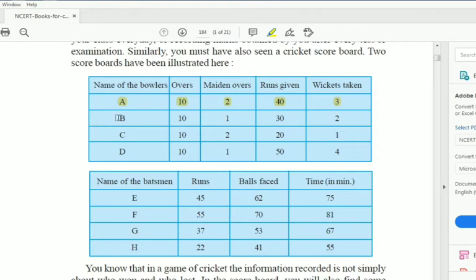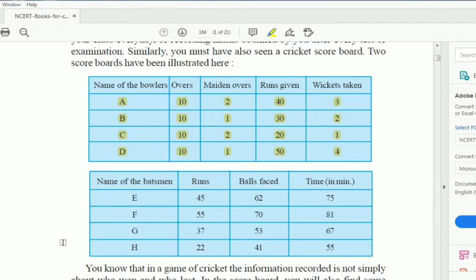So look at here. B bowler plays 10 overs. Out of that, 1 is a maiden over. He gives 30 runs and takes 2 wickets. Like that, C bowler plays 10 overs, with 2 maiden overs, gives 20 runs and takes 1 wicket. So now you can see here, D bowler plays 10 overs, out of that 1 is maiden, and he gives 50 runs and takes 4 wickets.